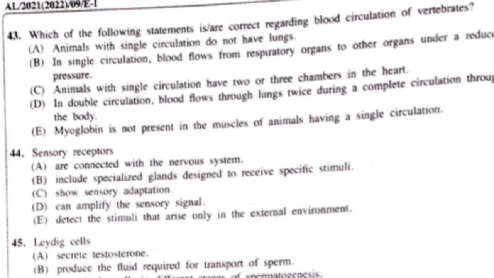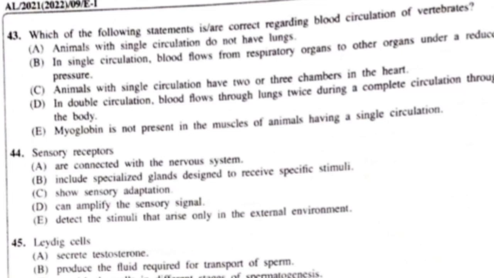Then question number 44 is about sensory receptors. There A, C and D are the correct statements. So the answer is answer number 2. Statement B is wrong because they don't always have to have glands. Glands don't receive stimuli. So B is wrong. Statement E is wrong because these sensory receptors can detect stimuli in both the internal environment as well as the external environment.